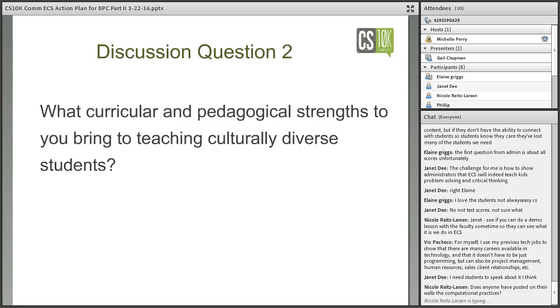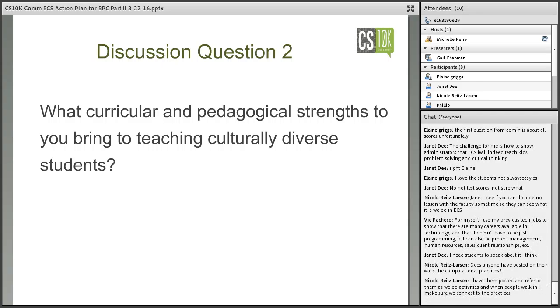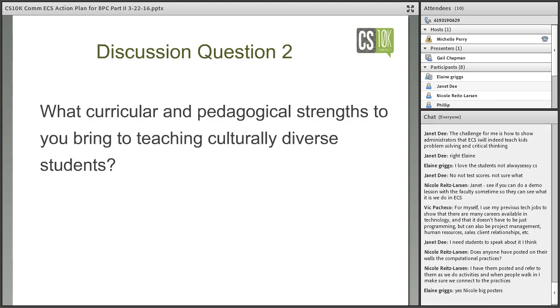Yes, Janet, I think that's right. I think you need to have students be able to talk about what they're doing, to be able to show the work that they've done, to be excited about it. And then I think we also need to have ways of getting that across to administrators so that they see the connection with the student work and the fact that they're actually learning something.